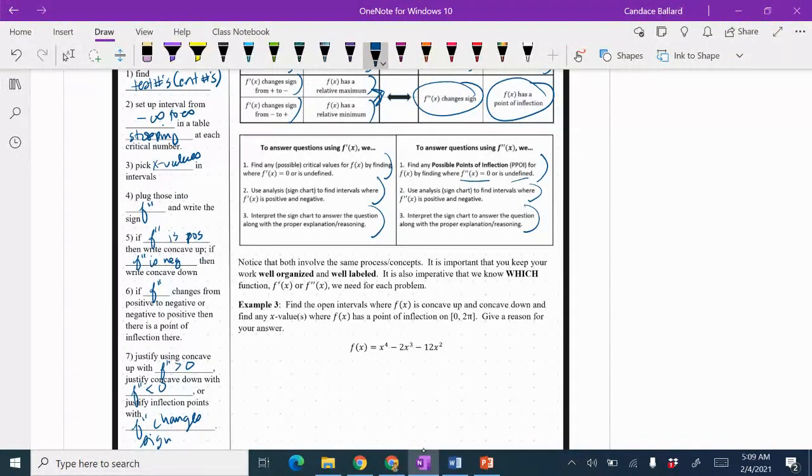Notice that both involve the same processes and concepts. It's important to keep your work well organized and well labeled. It is also imperative to know which function, f prime or f double prime, we need for each problem.